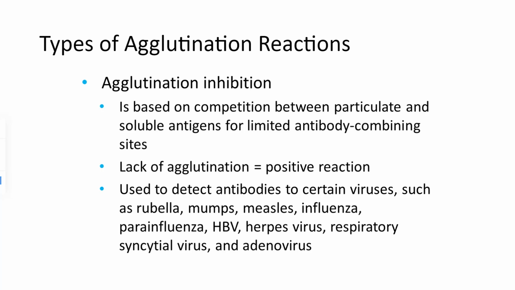Agglutination inhibition is based on competition between particulate and soluble antigens for limited antibody combining sites. Lack of agglutination is the positive reaction in these types of tests. They're used to detect antibodies to certain viruses such as rubella, mumps, measles, influenza, parainfluenza, HBV, herpes virus, respiratory syncytial virus, and adenovirus.